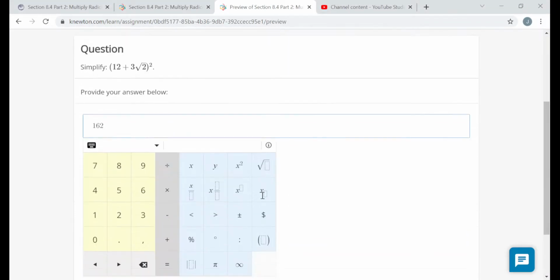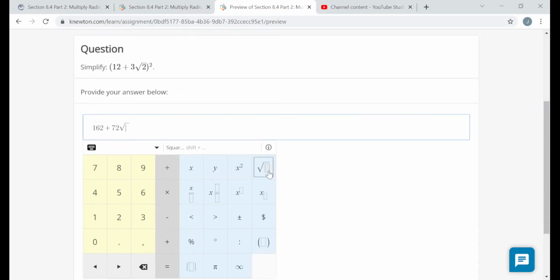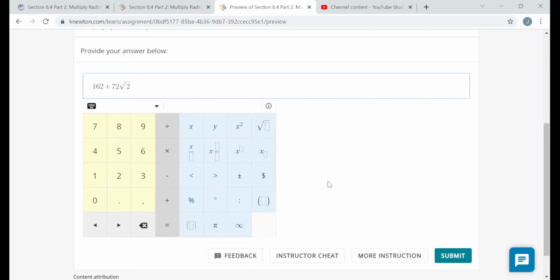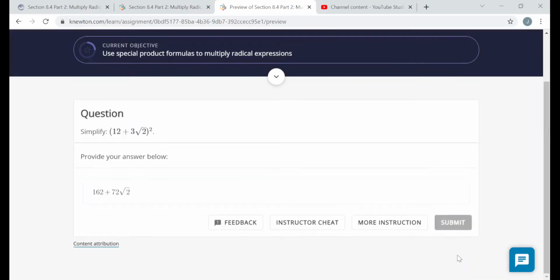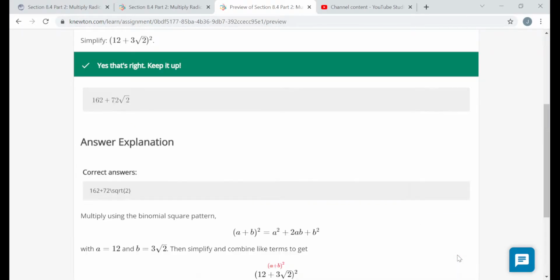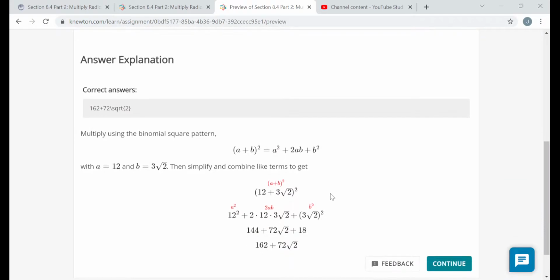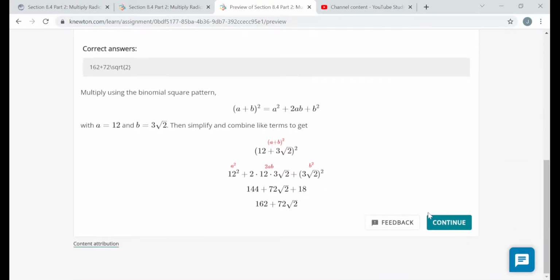162 plus and 72 times the square root of 2. That should be good. Great. And again, please read through your answer explanations. And once again, they're using a formula, but you don't have to. Alright, next question.